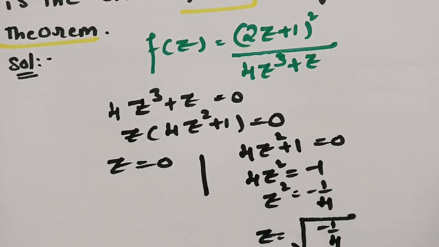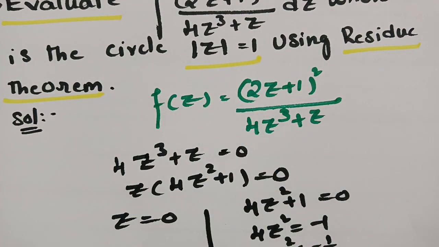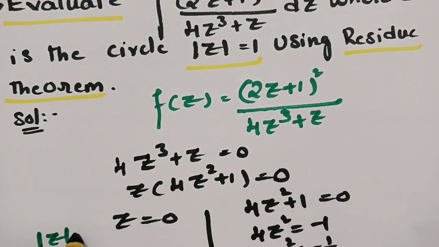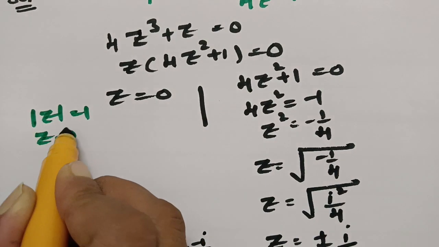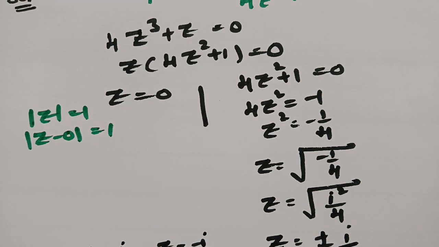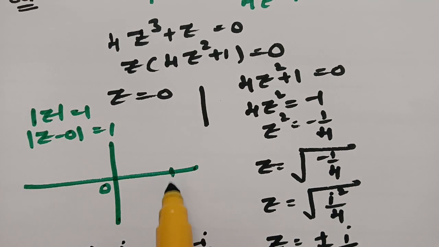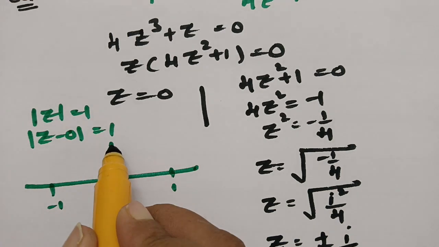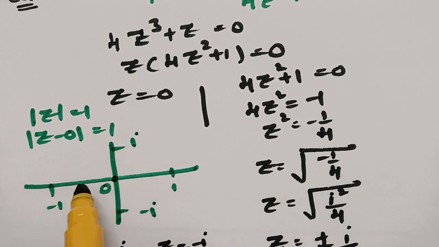And our contour is |z| = 1. So within the circle, we have to find the poles. Clearly, |z| = 1 is nothing but |z - 0| = 1, so it is a circle with center 0 and radius 1. Let me explain this one. Clearly, this is 0, this is 1, this is -1, this is i, and this is -i. So this is a circle with center 0 and radius 1.